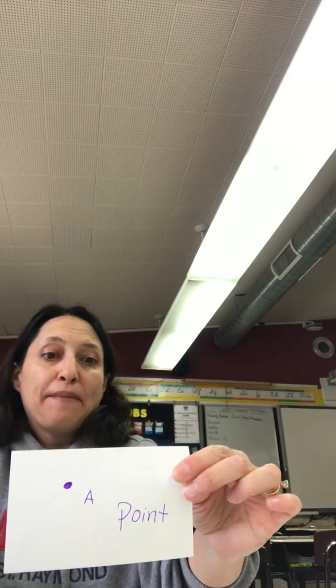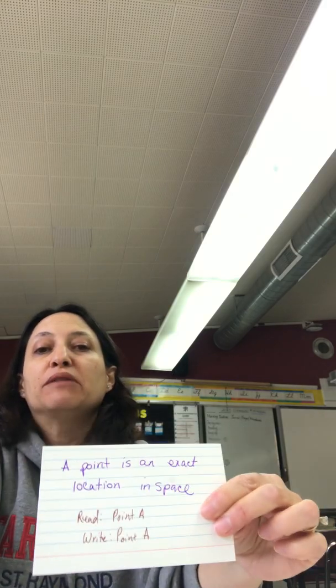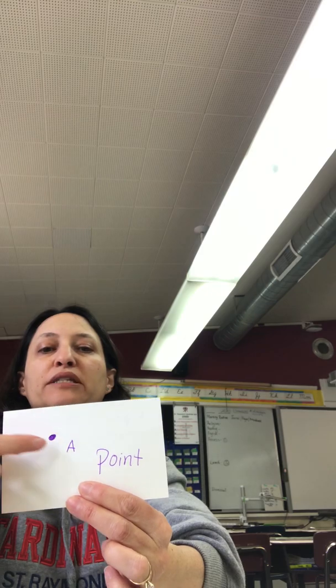So the first one is a point, okay? Points are pretty simple. They're just points in space. They could be anywhere. They could be imaginary. It could be like the tip of your pen. It's an exact location in space. We name our points. Like this one is point A. We read it, point A. When we write it, we just write point A. When we draw it, we just put the point and put the A. Easy peasy.